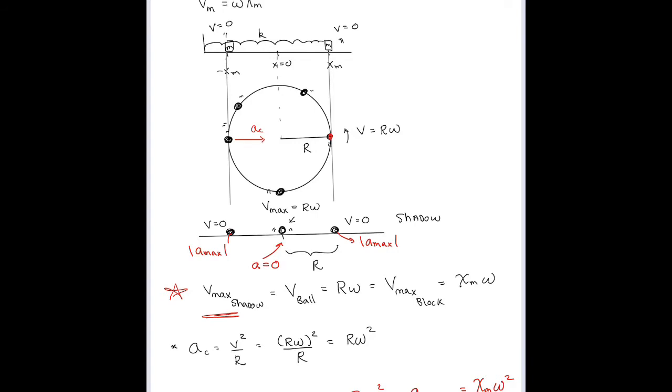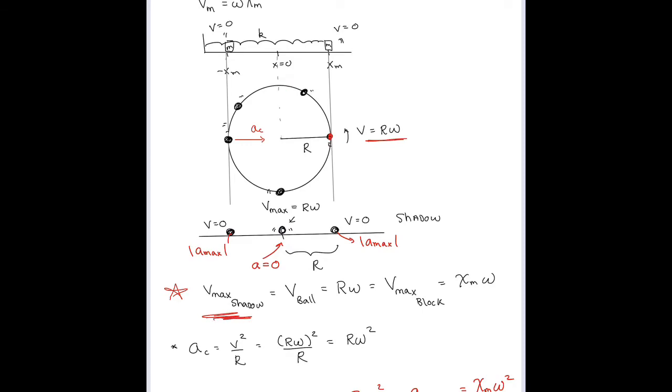Well, where did the shadow get its speed from? It got it from the ball. The ball's going at constant speed, a constant speed of r omega, but the shadow's not going at constant speed. So the fastest that the shadow is going to be going is when the ball is at the bottom, moving that way, or at the top, moving that way, and that'll be the shadow right there moving left or right.